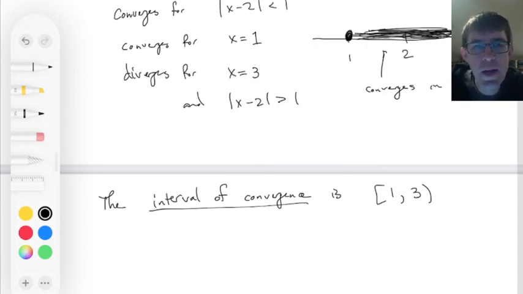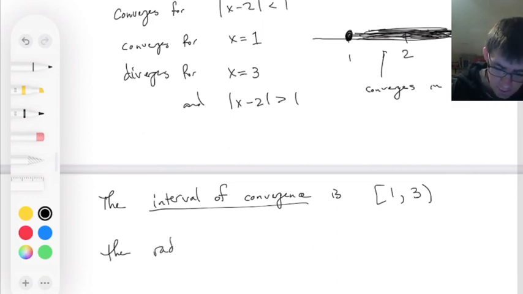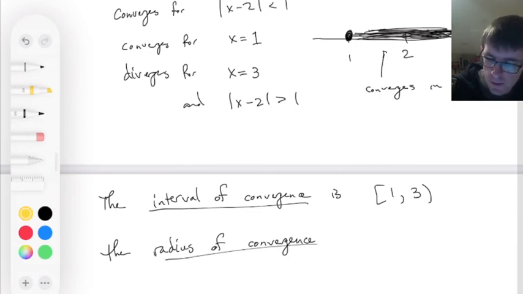It turns out that every power series has an interval of convergence, and the center of that interval will always be the center of the power series. In this case, it is 2. This is called the interval of convergence. We also often discuss the radius of convergence, if you don't mind me using the term radius. It's the radius of this interval, meaning from the middle out to the edge, how wide is the interval? And the answer is 1 in this example, right? The radius of convergence in this case is 1.